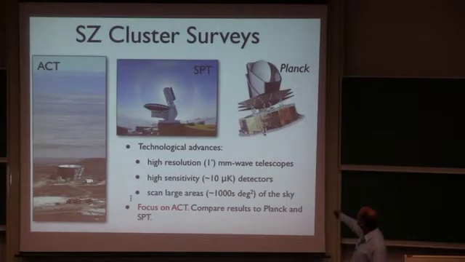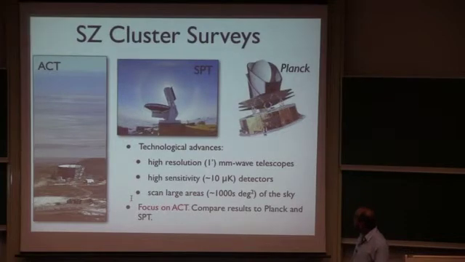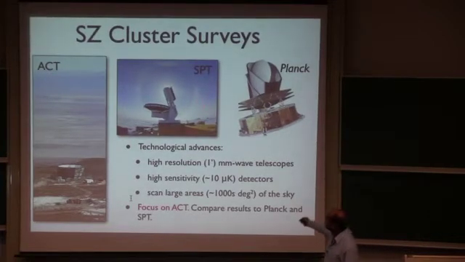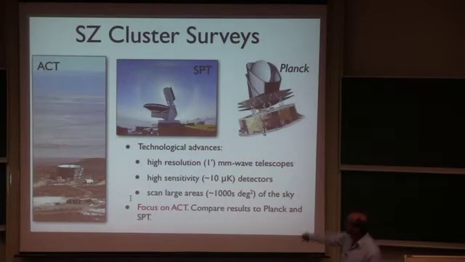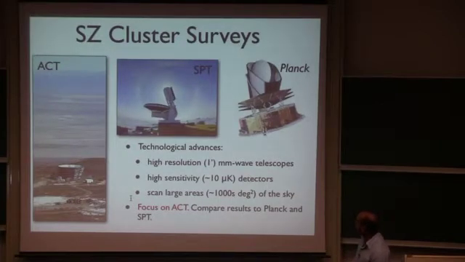There's the Planck satellite that did an all-sky survey of clusters. There's the South Pole Telescope, which is down at the South Pole, the driest place on Earth, and the other very dry place on Earth is the Atacama Desert. So this is 5,200 meters up above sea level. So it's very high and dry.